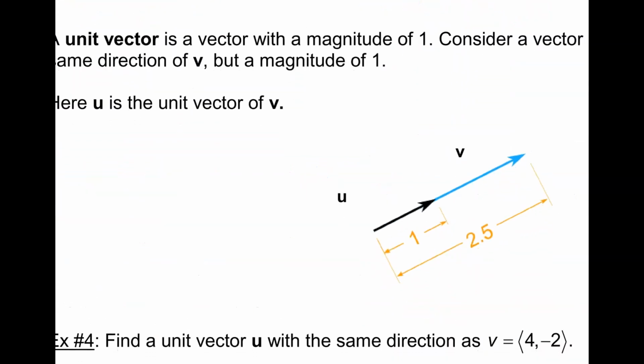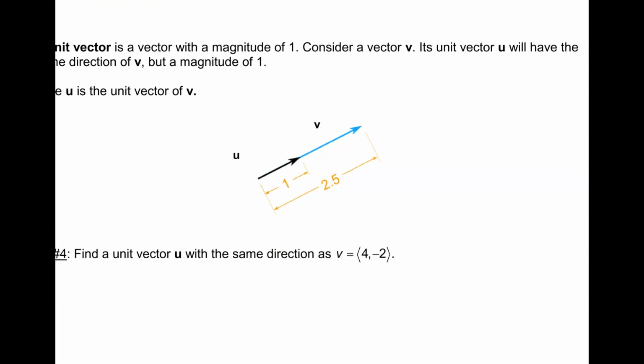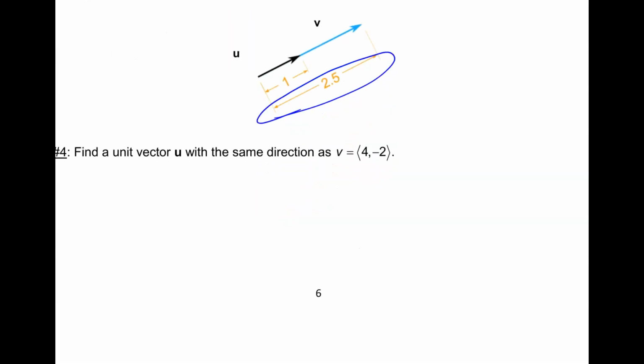Alright. A unit vector is a vector with magnitude 1. Consider vector v. A unit vector u will have the same direction but a magnitude of 1. So v may be 2.5 long, but the unit vector, literally, is only 1. It's like the 1. So we're going to find a unit vector that has the same direction, but the magnitude, the length, is only 1. Okay, find a unit vector u with the same direction as v, of 4 comma negative 2.